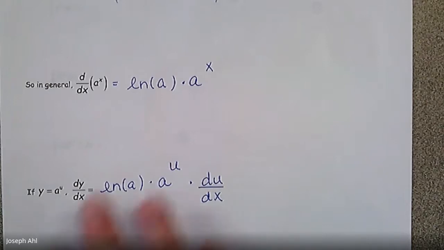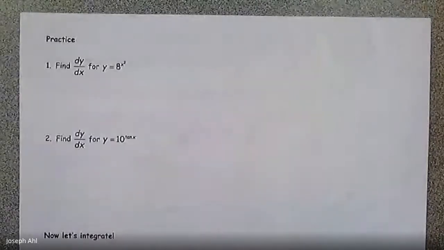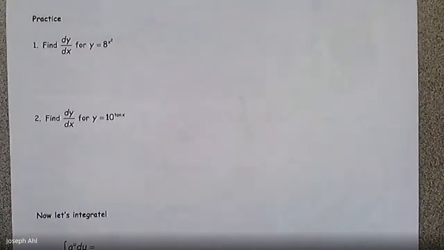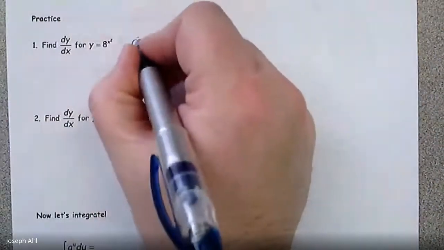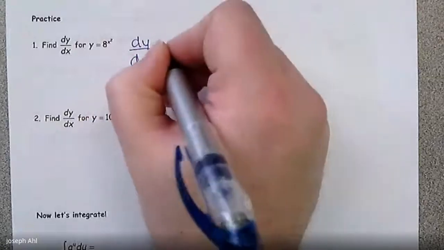So let's go ahead and try some practice on the next page. Find dy dx for y equals 8 to the x squared and y equals 10 to the tan x. I'm really hoping at this point in the game, now that we're up to day 78, when I teach you a rule, if you want to hit pause and try it, of course, I'd recommend that you do that on your own. But if you're like, yeah, I'm not really sure yet, let's just see a few practice problems. Well, then here we go. Dy dx for the first one.